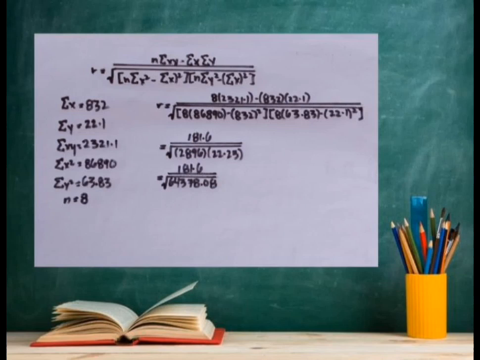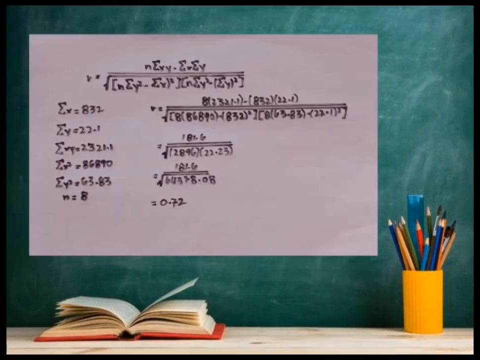Make sure na nasusundan ito sa calculator and then try to check. So, multiply natin ito sa dalawa after natin makuha yung sa bawat bracket. Multiply natin yung result and that is 64,378.08. And then, you're ready to divide now: 181.6 divided by the square root of 64,378.08. The answer is 0.72.